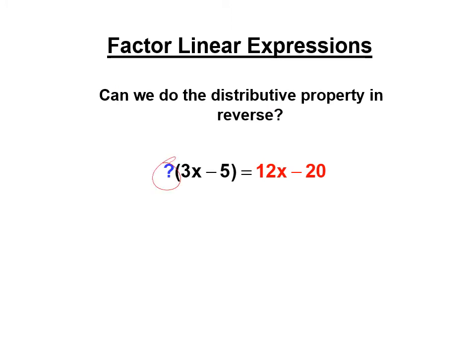What number times 3x minus 5 equals 12x? So blank times 3 equals 12. And it turns out the same number, blank, times negative 5 equals negative 20. So what number goes there in the blank? Well, 4. 4 times 3 is 12. 4 times negative 5 is negative 20. The question mark there is 4.